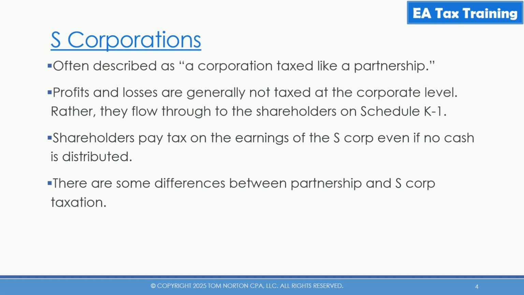As a recap and an overview of S corporations, they are often described as a corporation taxed like a partnership. That is because the profits and losses are generally not taxed at the corporate level. Rather, they flow through to the shareholders on Schedule K1, much like a partnership does. The shareholders pay tax on the earnings of the S corp even if no cash is distributed. But there are some differences between partnership and S corp tax, and we will discuss a few of those as we go through this video.